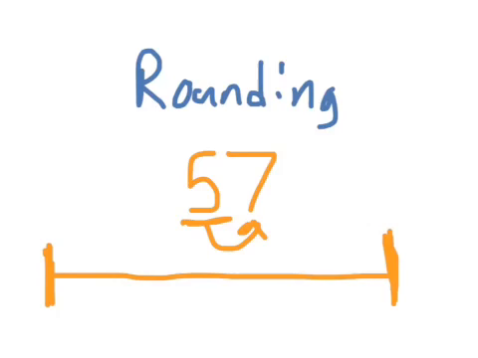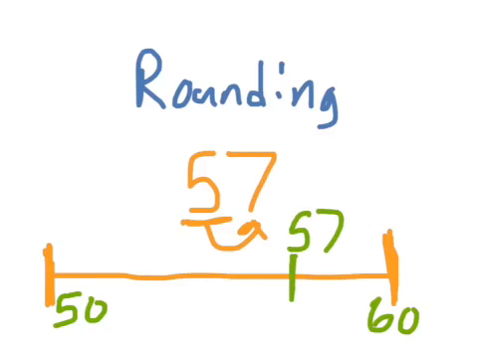I would decide the two tens that it was between. So in this case, 57 is between 50 and 60. And when I put it on a number line, 57 is right here. 57 is closer to 60 than it is to 50. So we could look at it that way.